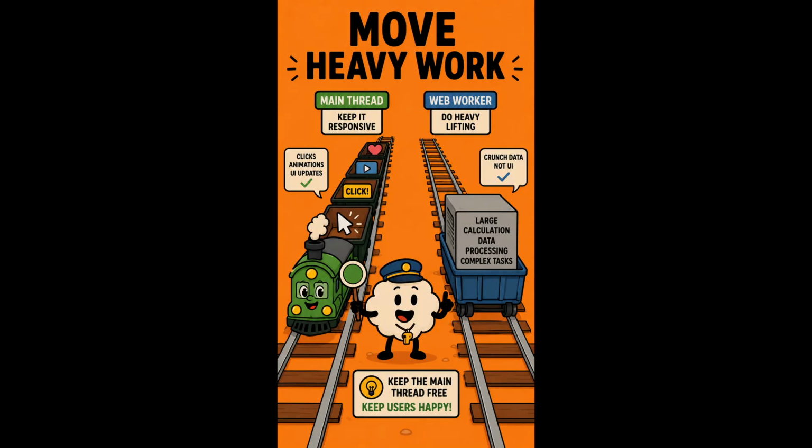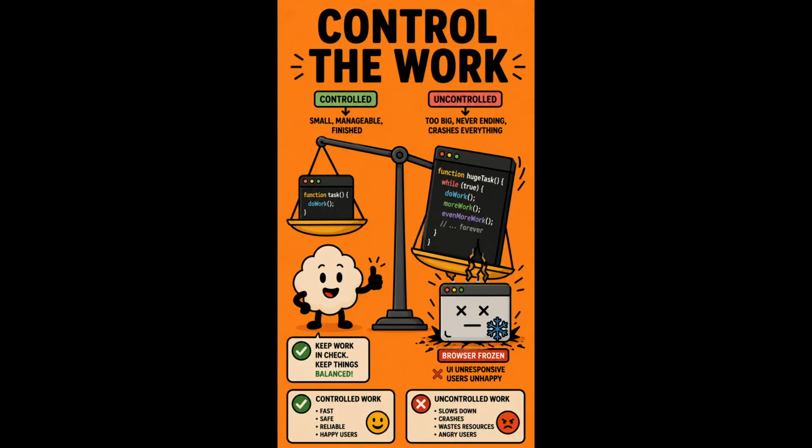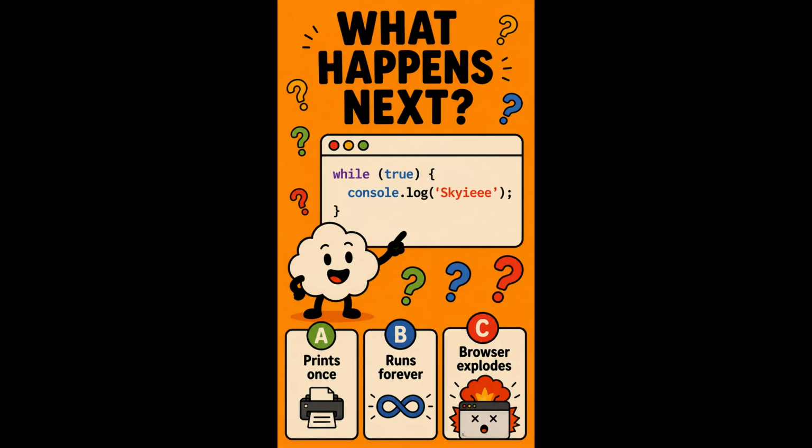For extremely heavy calculations, developers can move work into a web worker. That allows the interface to remain responsive while calculations happen elsewhere. So yes, JavaScript can freeze a browser, but the real problem is uncontrolled work. Now tell me, what happens after this code runs?